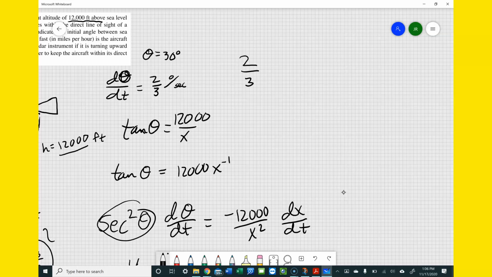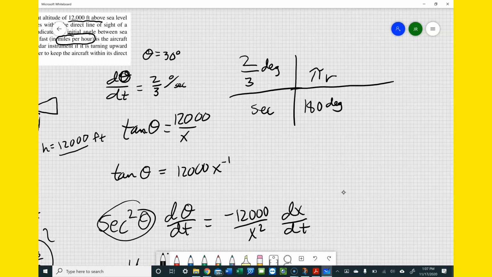2/3 degrees per second. And I'm going to change it to radians per hour because the answer is wanted in miles per hour. So instead of degrees per second, I'm going to radians per hour. 180 degrees is pi radians, which cancels the degrees. 60 seconds is 1 minute, which cancels the seconds. And 60 minutes is 1 hour, which cancels the minutes. That leaves me with radians per hour. Now do that calculation.